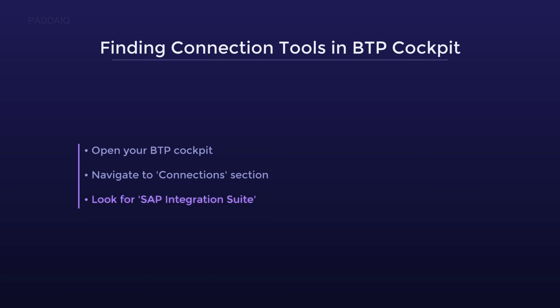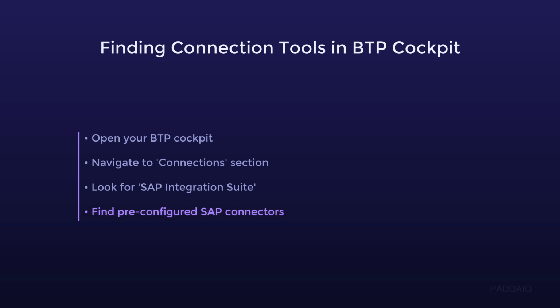Look for SAP Integration Suite. This is the primary tool in BTP for connecting different applications and data sources. For instance, use it to automatically sync customer data between your e-commerce site and SAP S/4HANA system. This ensures your integration tools are centralized and ready for use.